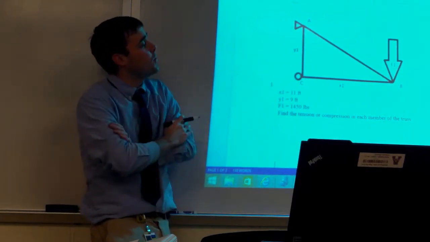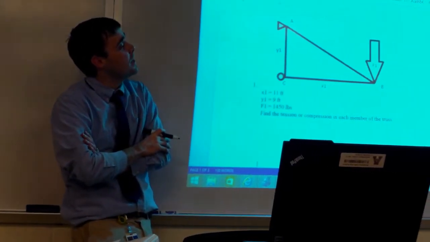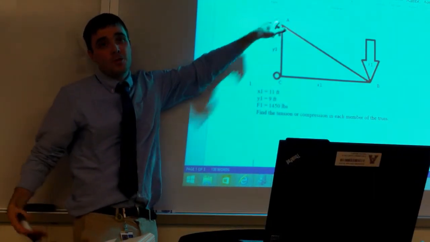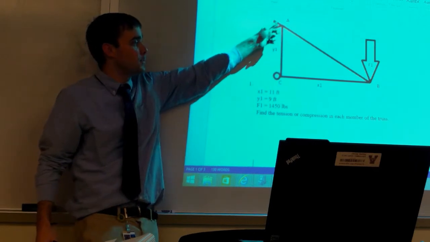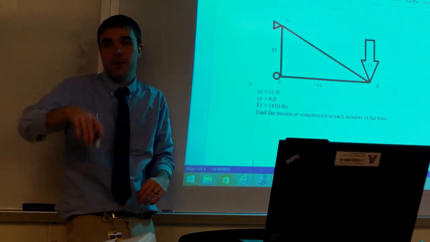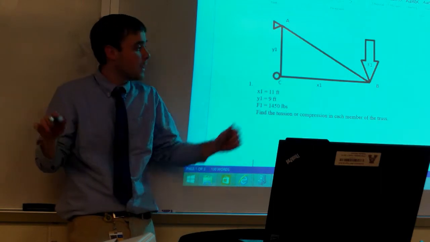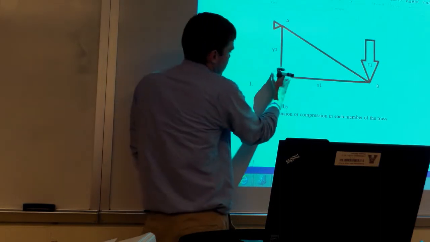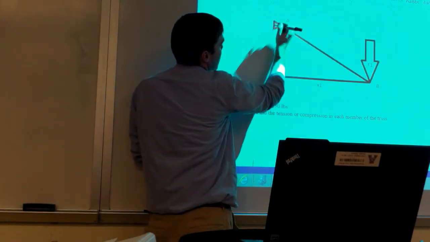Alright, so the first thing we're going to do is the moments or torque calculations to figure out the forces from the triangle there and the circle. Remember, the triangle goes both vertically and horizontally, and the circle is just going to go horizontally in this case.